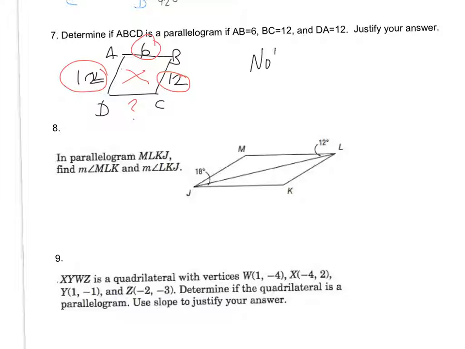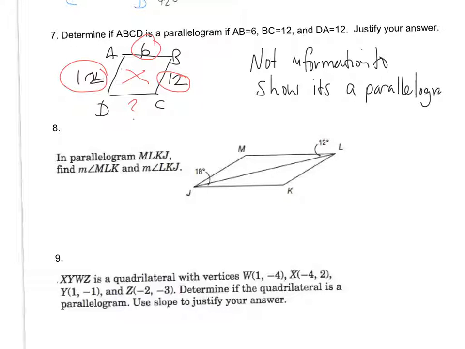So I would say there is not information to show it's a parallelogram. And again, I would refer you back to section 3 and all those four theorems. That was how we would have to show if something is a parallelogram.